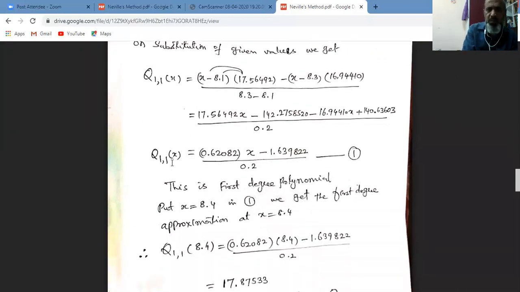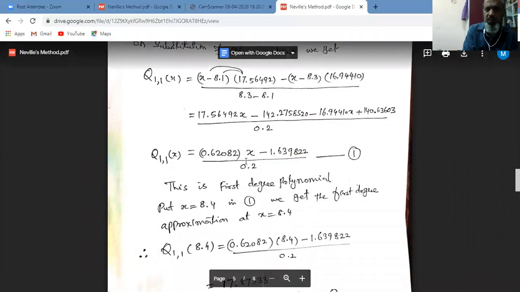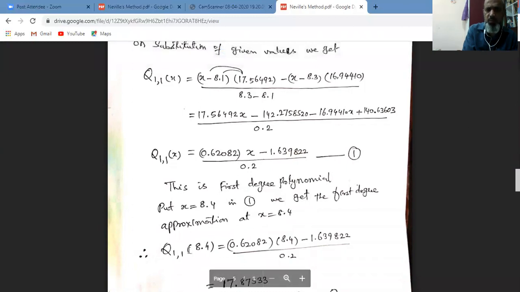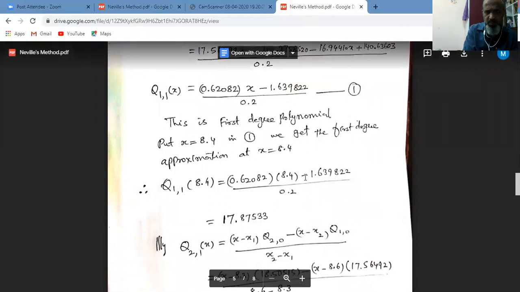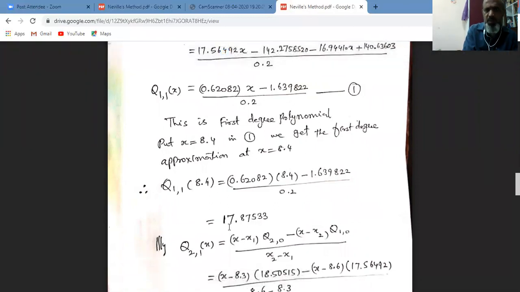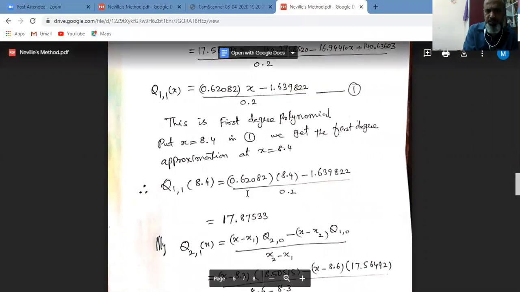Now we have to determine the value at x is equal to 8.4. Now substitute here x is equal to 8.4. We get q11 8.4 is equal to. So this as it is. In place of x we are substituting 8.4 minus 1.639822 as it is by 0.2. Now after simplification, after calculation, we get this value as 17.87533. So this is first degree approximation.